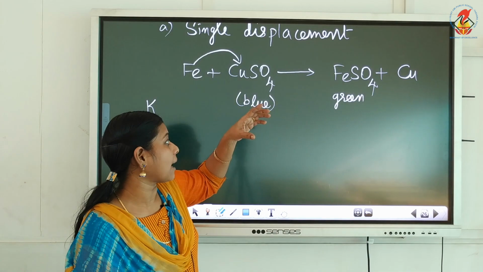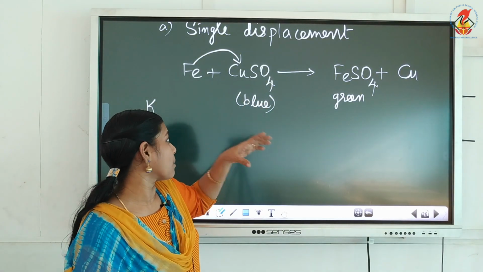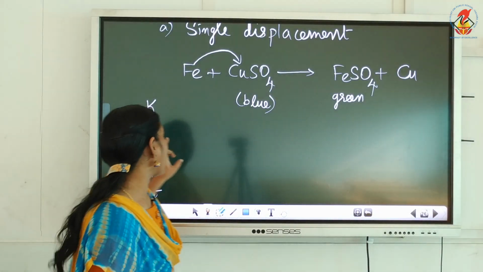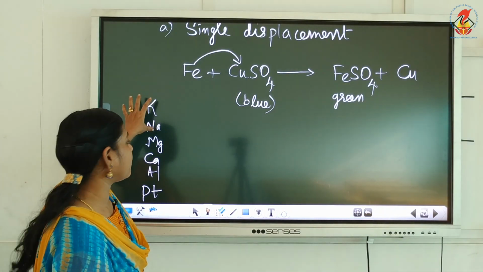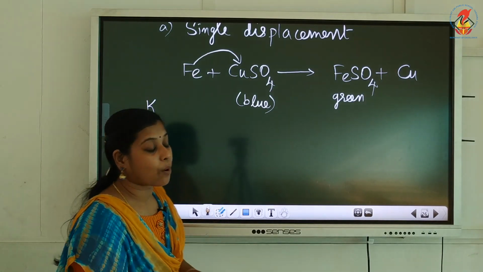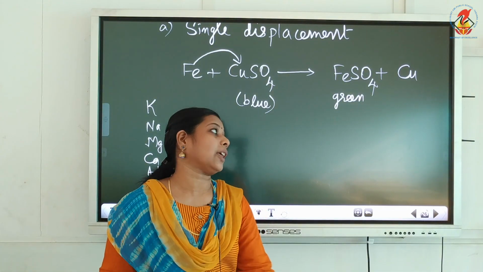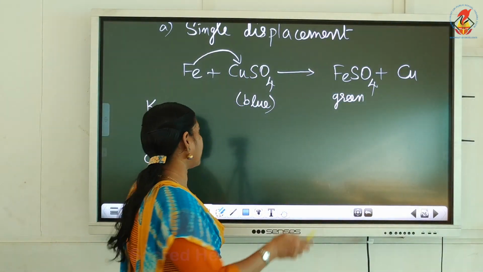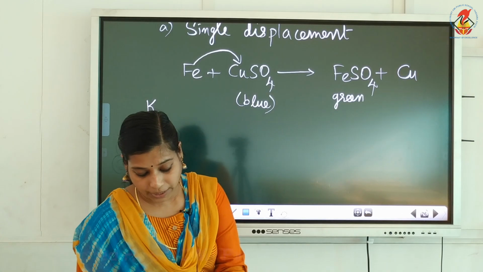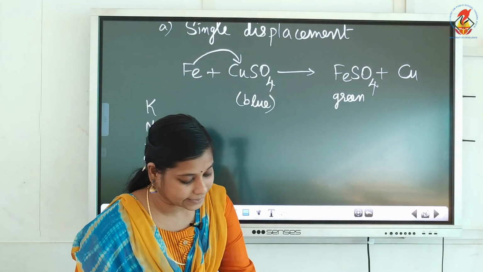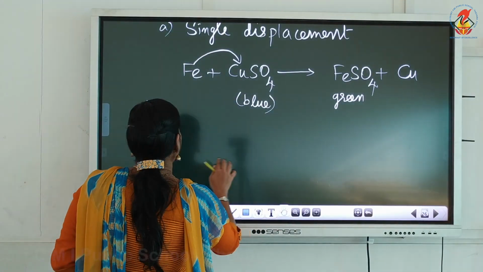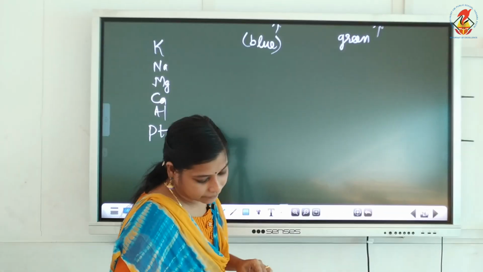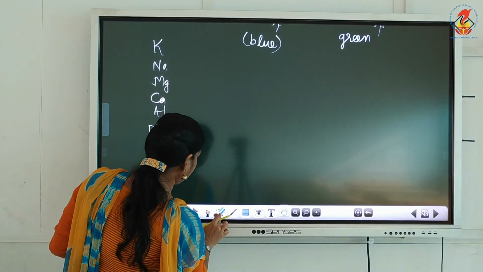If a metal is at the top of the reactivity series, that metal is more reactive. If a metal is more reactive, then that metal can replace or displace the less reactive metal. So we can write the reactivity series: potassium, sodium, calcium, magnesium.